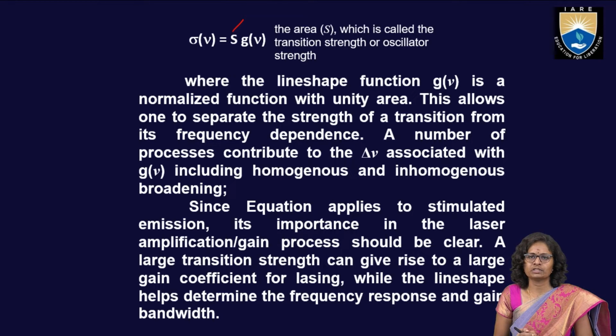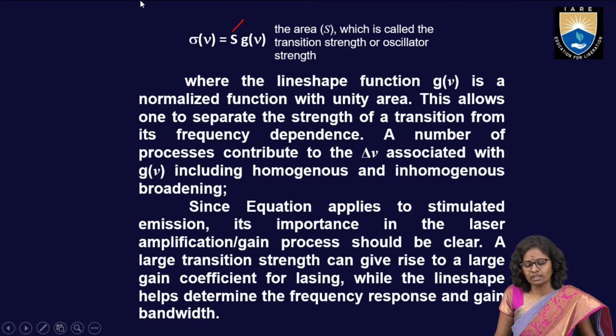A number of processes contribute to the delta nu associated with G of nu, including homogeneous and inhomogeneous broadening. Since the equation applies to stimulated emission, its importance in laser amplification or gain processes should be clear. A large transition strength can give rise to a large gain coefficient for lasing, while the line shape helps determine the frequency response and gain bandwidth.